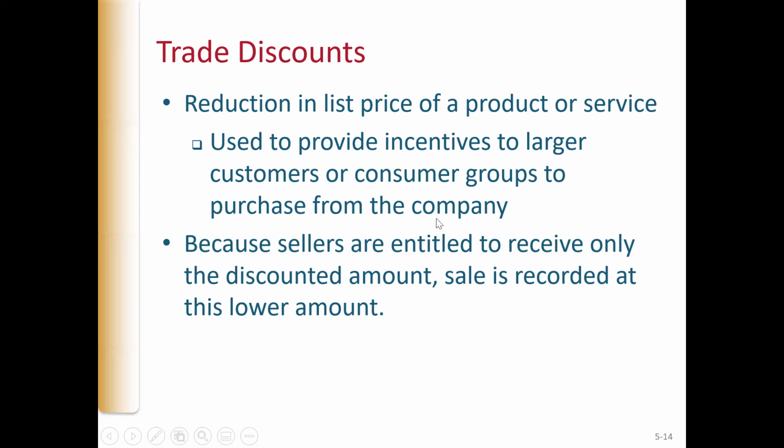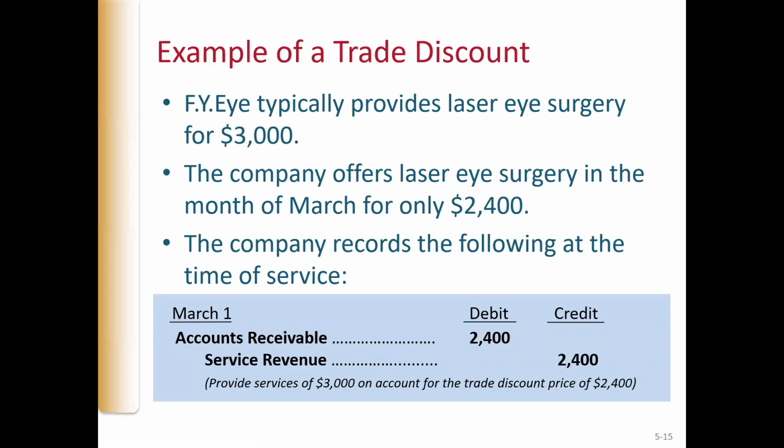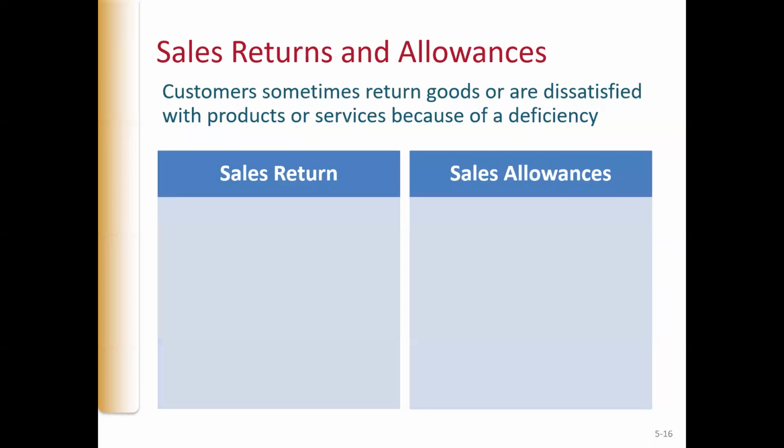Because sellers are only entitled to receive the discounted amount, we don't record the sale at the list price. We record it at the price it's being sold for or offered for. So in this example, FYI typically provides laser surgery for $3,000. But in the month of March, they're offering it for $2,400. So when the company provides the service, they are going to show accounts receivable for $2,400 and service revenue for $2,400. They're not going to show the $3,000 because that's really not what they're selling it for. They're telling them it's $2,400.